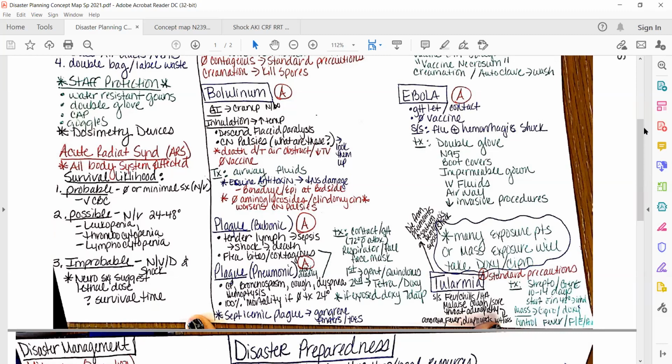Acute radiation exposure or acute radiation syndrome, all body systems are affected. So if we look at survival, likelihood probable, we check a CBC, there's no or minimal symptoms. Possible, they have nausea and vomiting for 24 to 48 hours. They might have some leukopenia. Look at all these things they drop, right? So leukopenia, thrombocytopenia, lymphocytopenia. So your lymphocytes are going down, your platelets are going down. Okay, improbable, they have neurological symptoms now. So it suggests a lethal dose, and we have to look at survival time. Okay, so we look at shock. Here we go again. We're talking about shock.